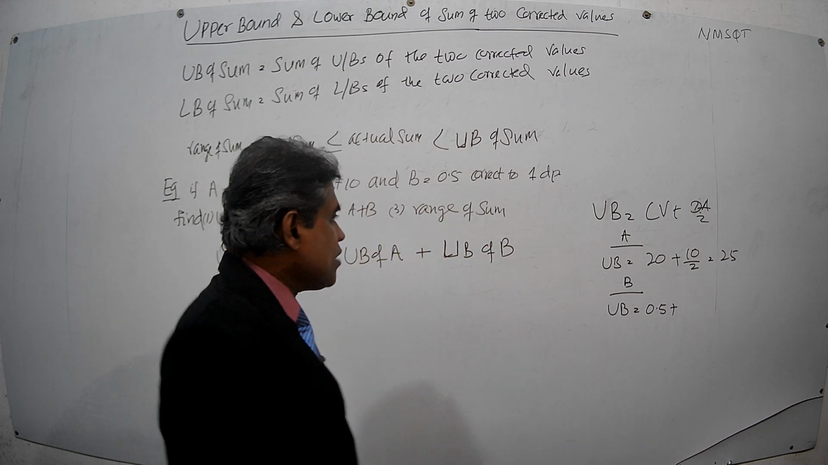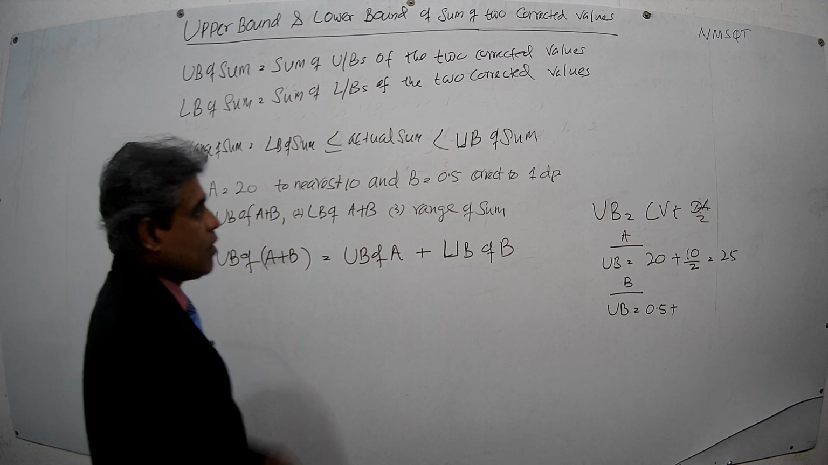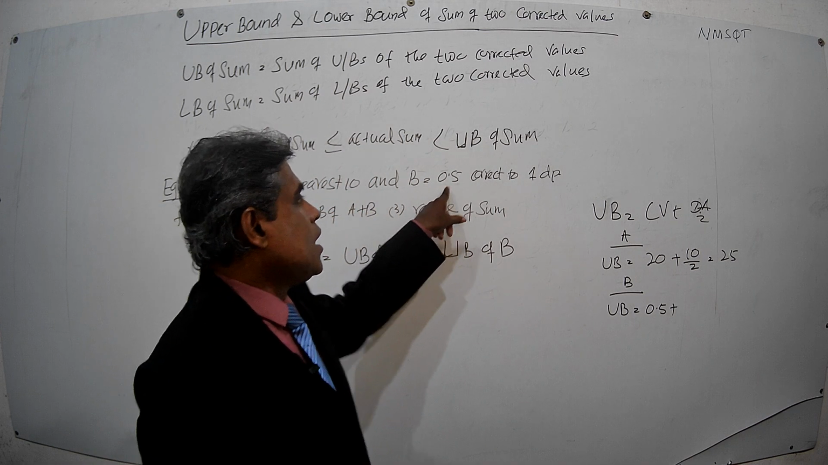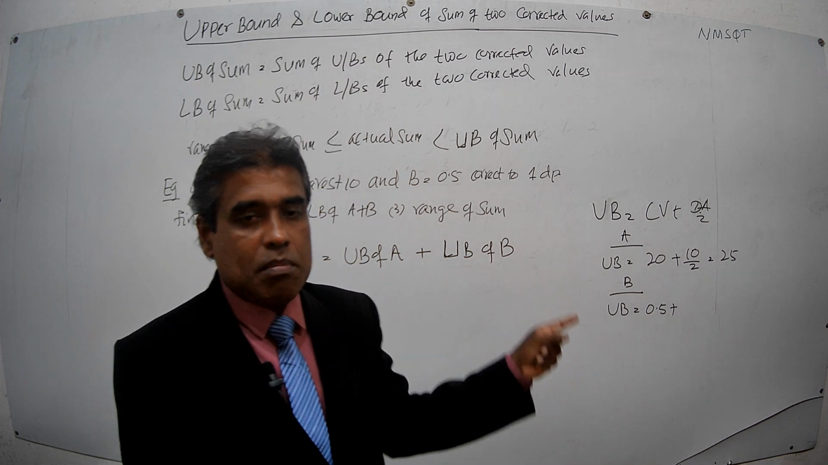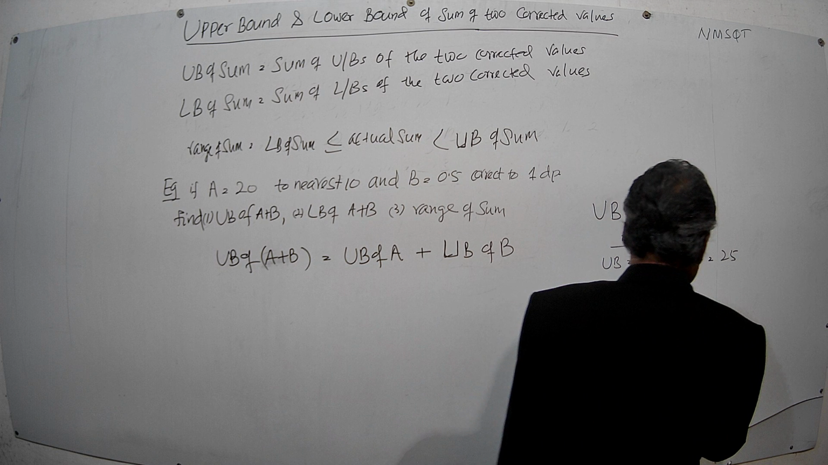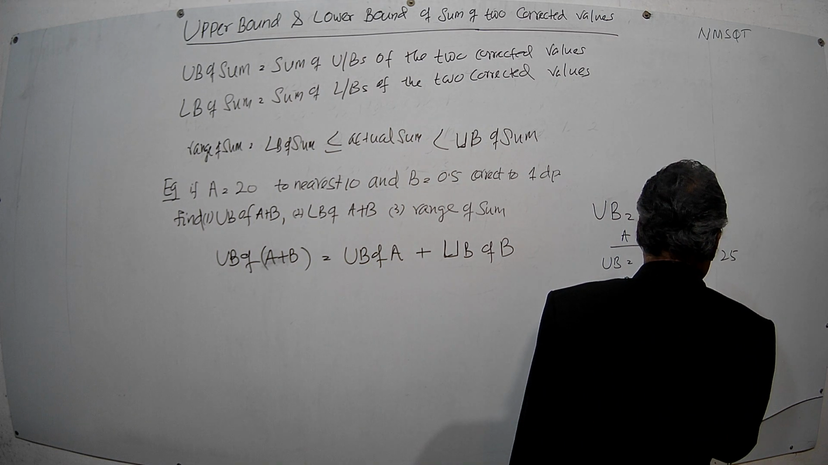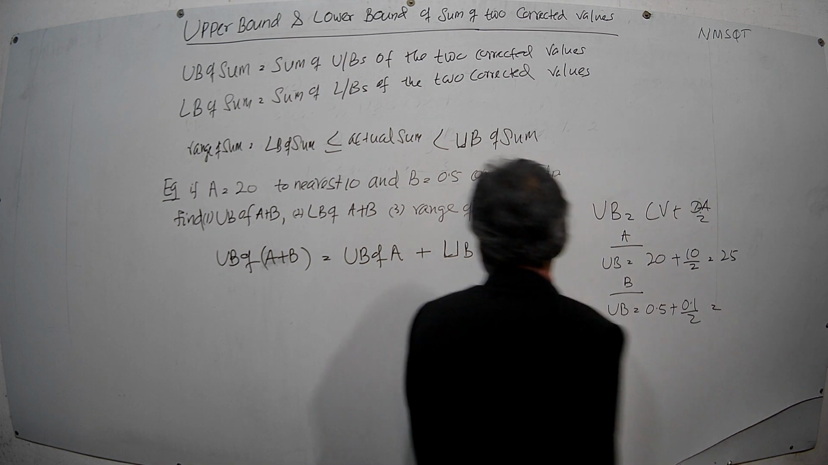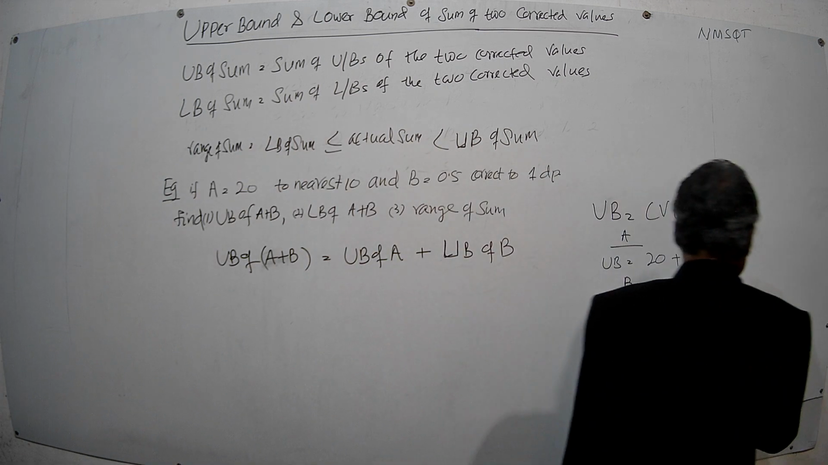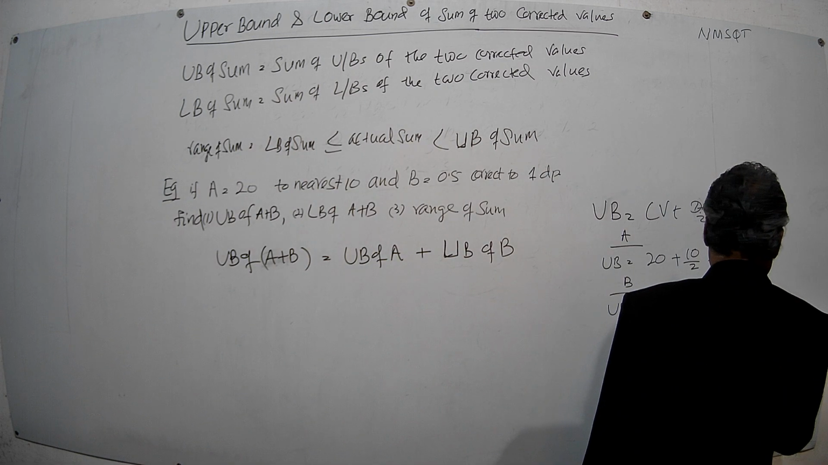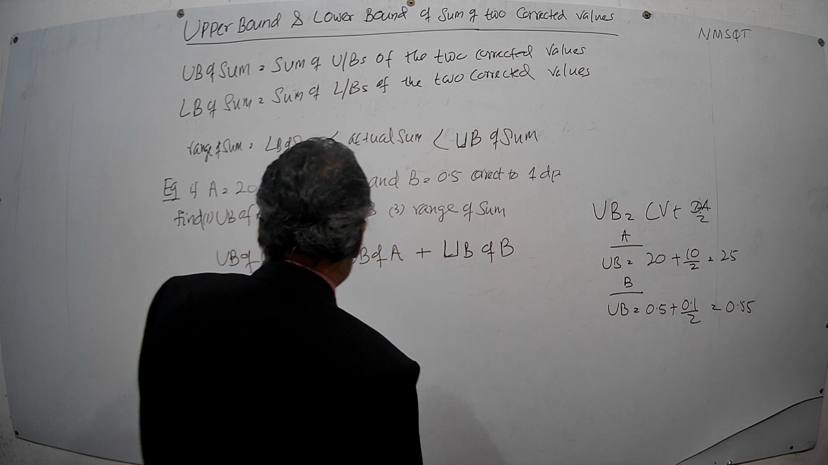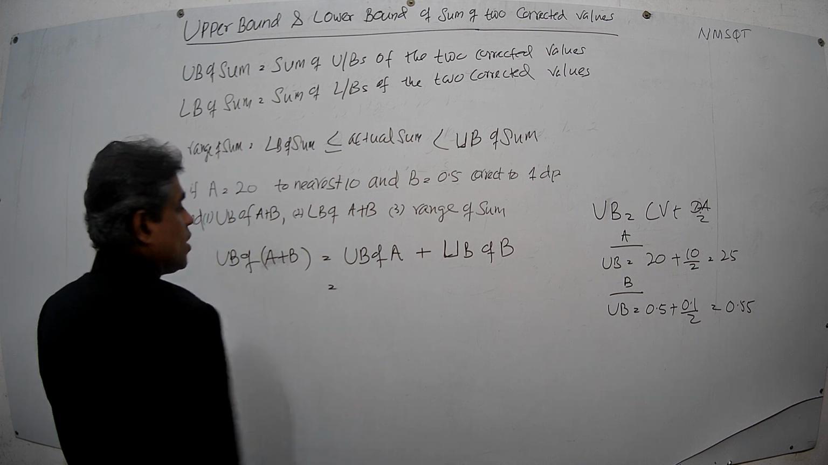Then this is the way we did it in that one. When the number has been corrected to 1 decimal place, the degree of accuracy to be used in the upper bound and lower bound formula is 0.1. 0.1 divided by 2 means 0.05. Then you add those two, you get 0.55. That is the upper bound of B, and then you substitute this.